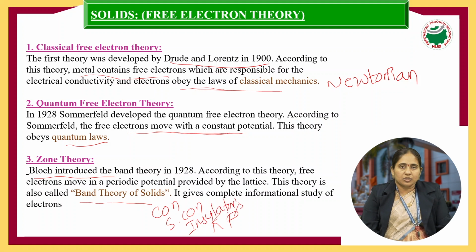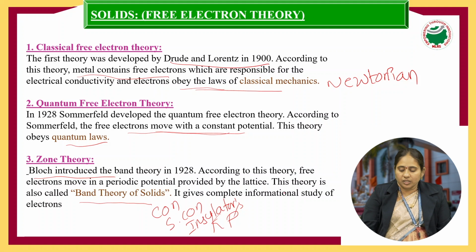So these three stages explain all the properties of the solid: electrical properties like current, resistivity, conductivity; optical properties like reflection, refraction, diffraction; and magnetic properties, that is permeability and susceptibility values, how they will be for different magnetic materials. And these properties are explained by one theory, that is the free electron theory.